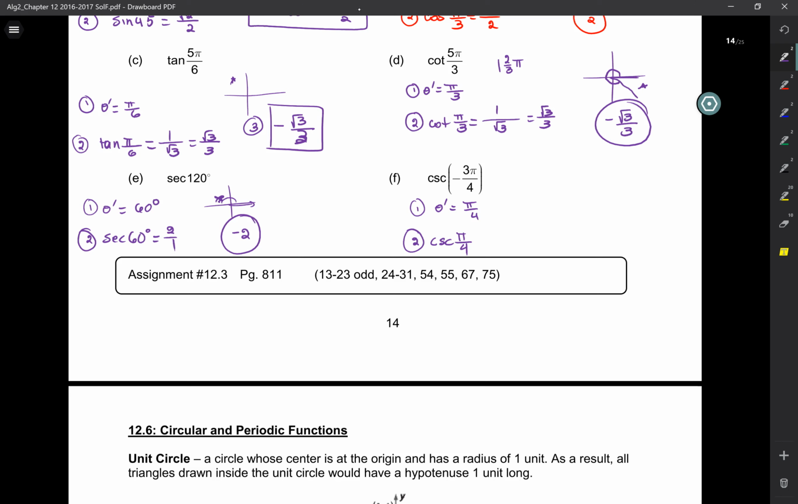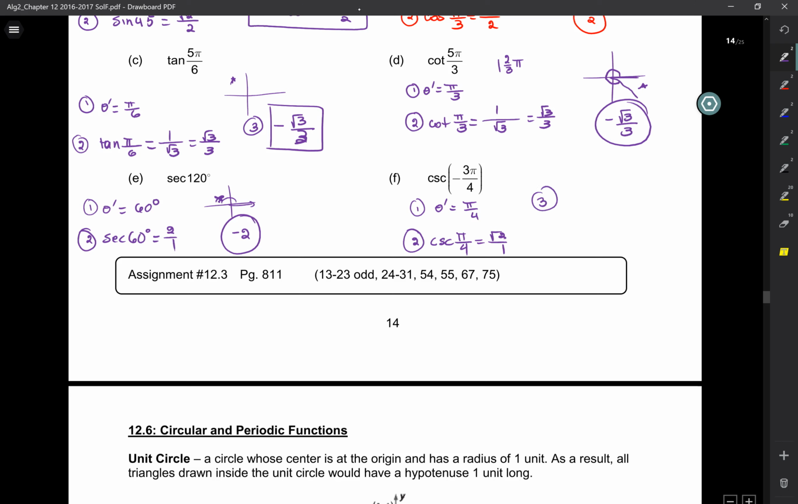Now, pi over 4, what side does it face? It faces the smaller leg. Well, okay, pi over 4, it's got equal legs. Oh, right, it's the 45. So it's 1 over root 2. But if this is the cosecant, then it would be root 2 over 1.